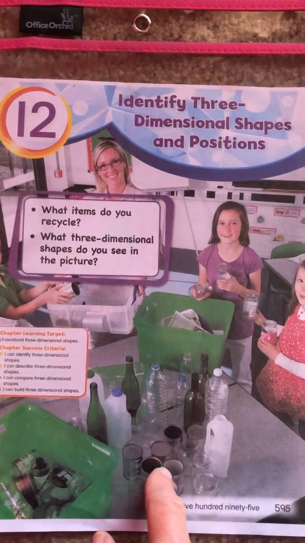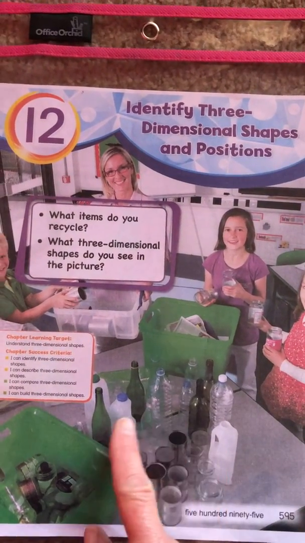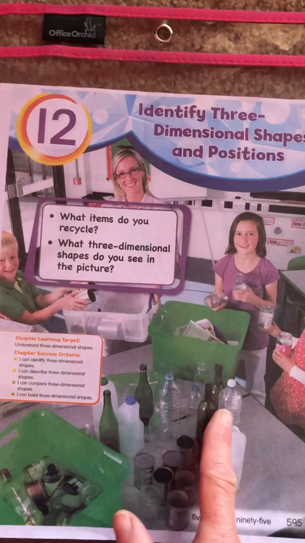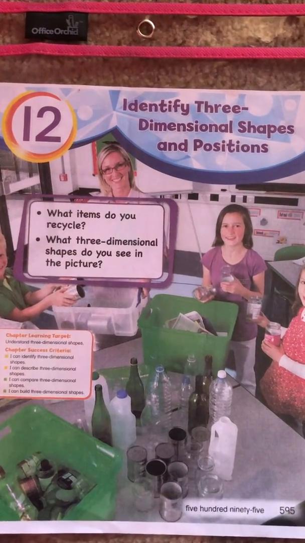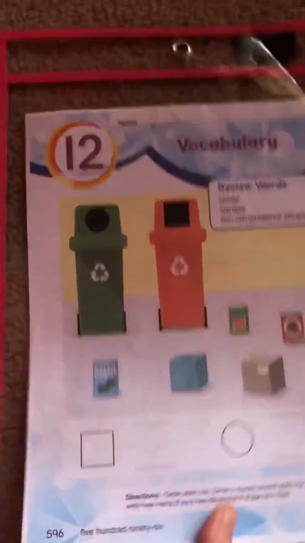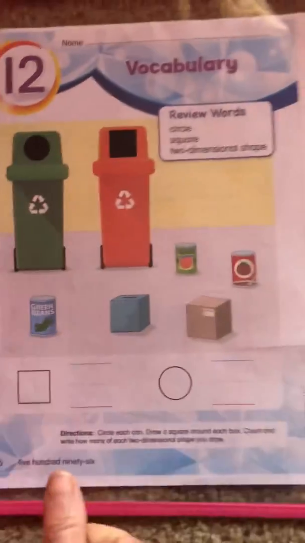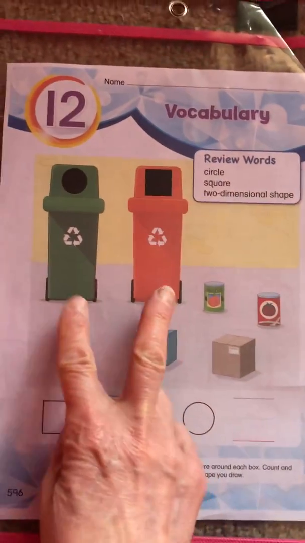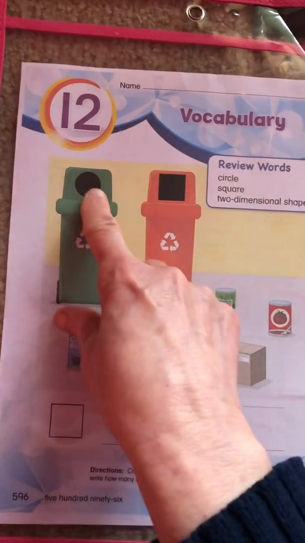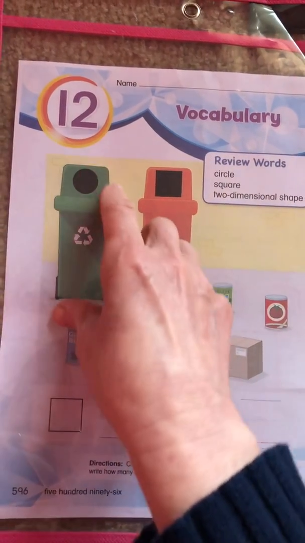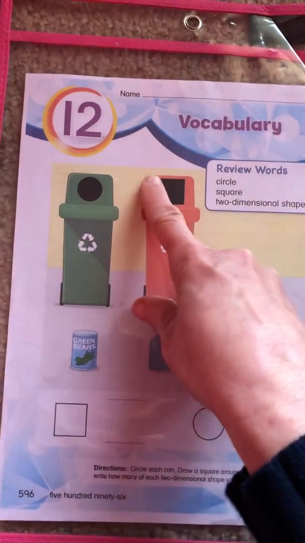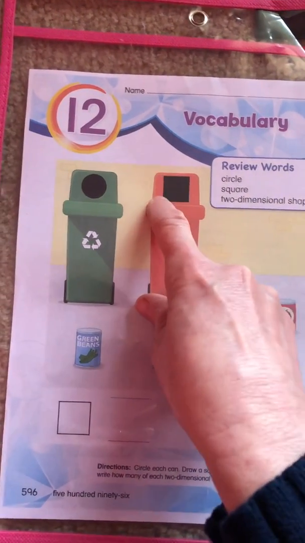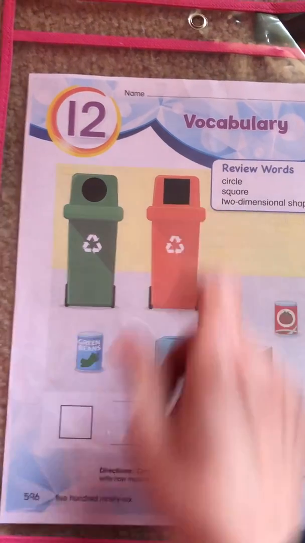And look what they have here. They've got some cans and some bottles and some containers. And they're sorting their materials. Okay, flip your paper over. Let's take a look. We have 2 recycling bins. The green one has a flat 2D circle on it. Okay, the orange one has a flat 2D square on it.